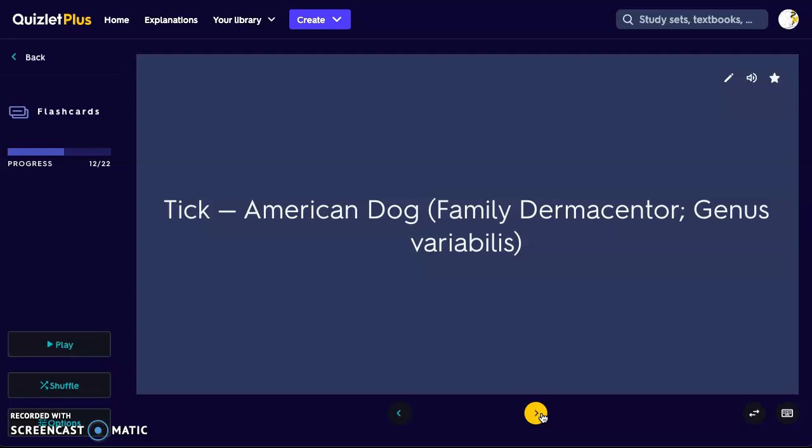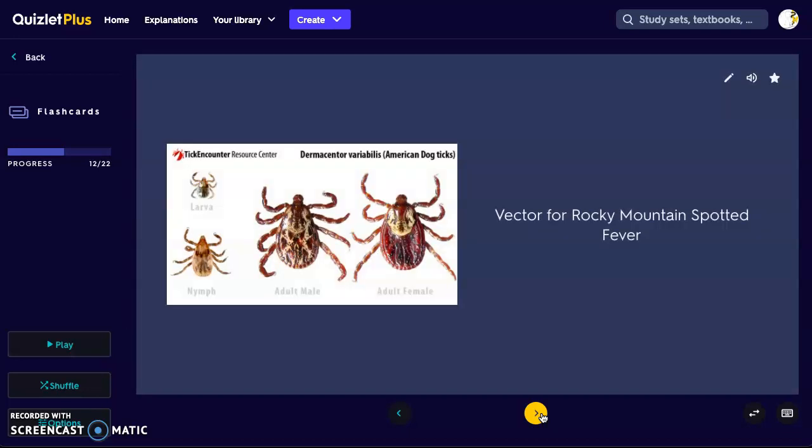The first tick we're going to look at is the American dog tick. It's in the genus Dermacentor, species variabilis. All right, so this is your American dog tick. They are going to be a vector for Rocky Mountain spotted fever. So we can see sexual dimorphism between our male and our female. So here is our larva, the nymph, and then the adult. Again, they really don't have a larva. They go straight into their nymph. So they don't have that separation. It's egg, nymph, and then an adult.